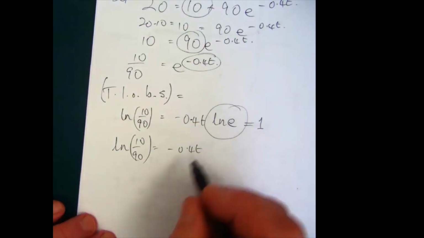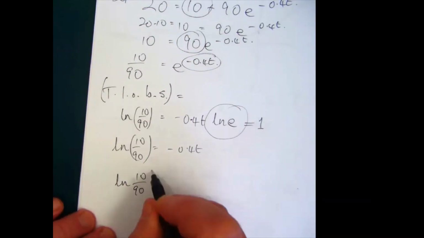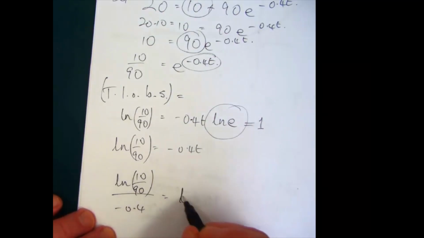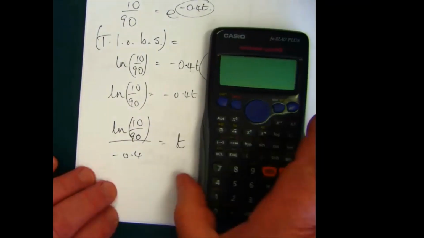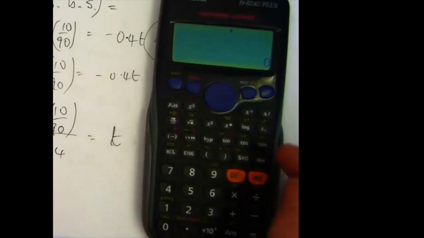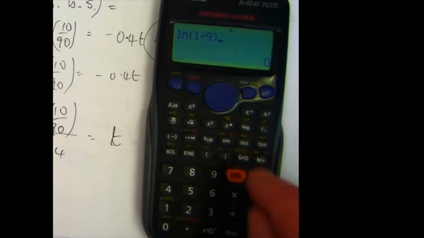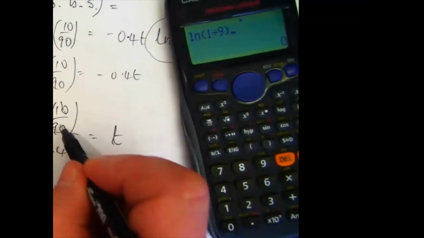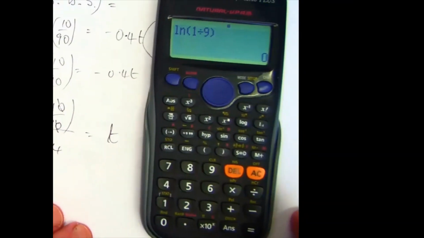Okay, so to get t, I simply rewrite this 10 over 90, and divide that by negative 0.4, and that gives me t. So if I now invoke the calculator, let's see if we can work this out. Natural log, and I'll put 1 divided by 9, close it off. That's the same as 10 over 90. When I said you can cancel, 10 over 90 is the same as 1 over 9. Just saves you doing a little bit.